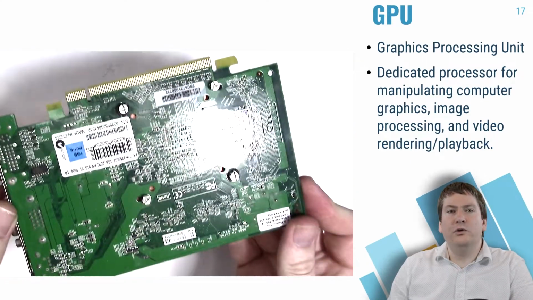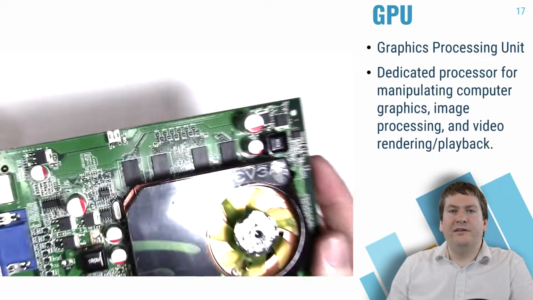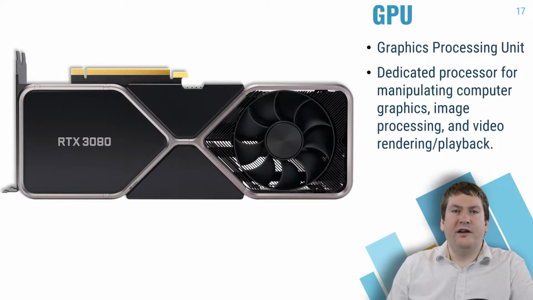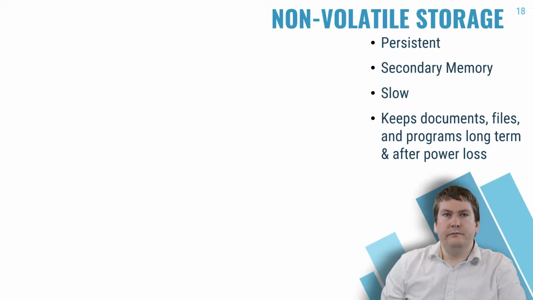Shown here is an older model GPU. Newer ones are bigger and look something like this. Shown on the screen now is an RTX 3080. It's a GPU by NVIDIA, aimed at home users, typically for gaming. NVIDIA and AMD are the largest GPU manufacturers for the home market.